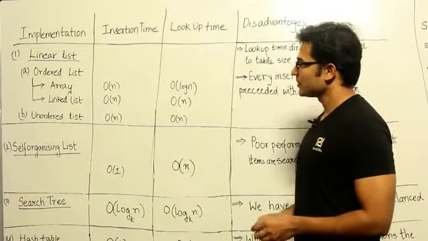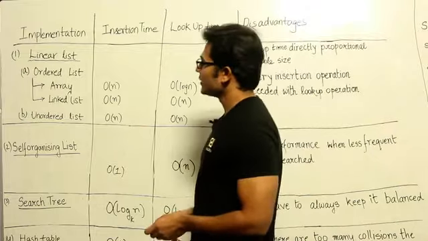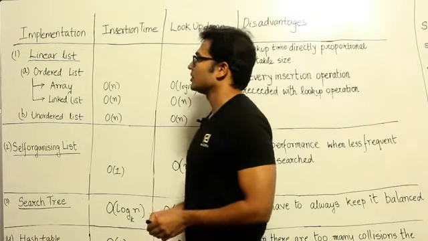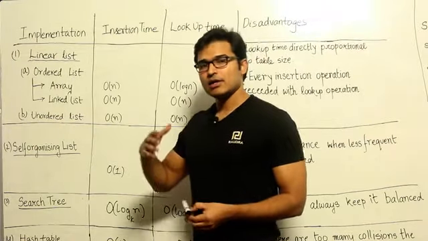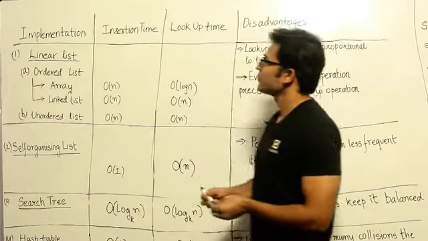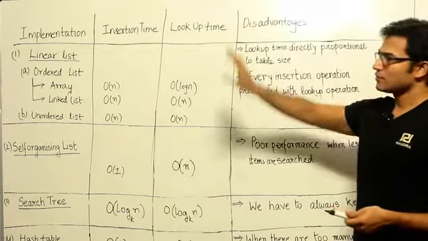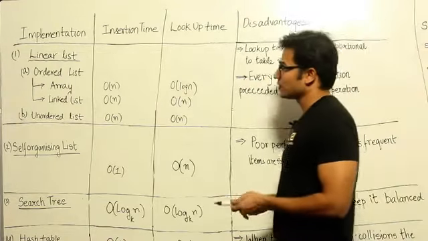Now let's see various methods by which we can implement a symbol table. I'm showing you all the various data structures available, and if you implement the symbol table using these data structures, I'm telling you how much time is required for the insertion time, lookup time, and what are the disadvantages of it. Okay, now let's see this one first.